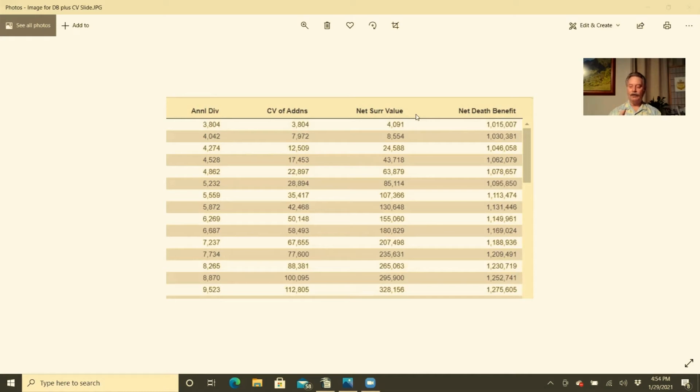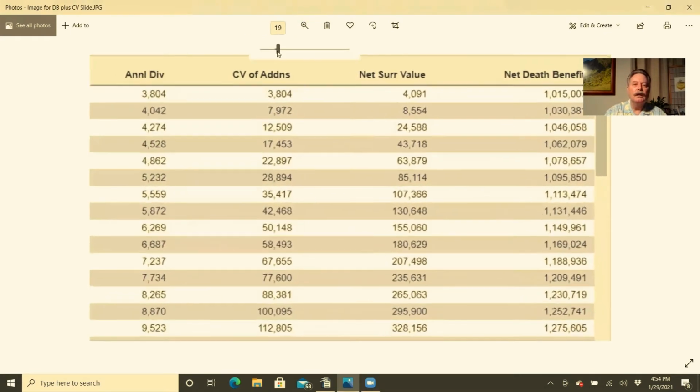And again, look at the growth of the death benefit here. I'm going to make it a little bit bigger so you can see it easier. There we go. So the answer, well, let's take a look at this policy. This policy was originally designed with a death benefit of $1 million, okay?